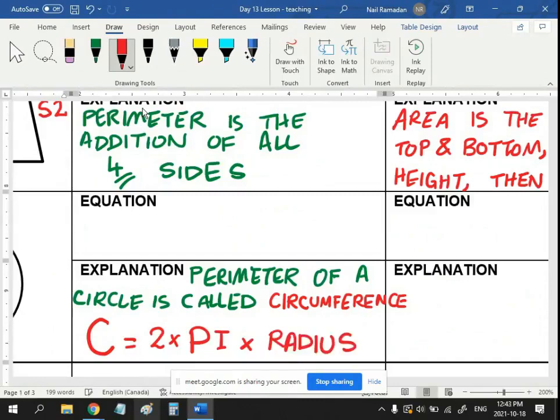Okay, so go ahead and write this down, guys. C equals 2 times pi times radius. What's pi? Pi is a special number, 3.14. Whenever you deal with circles, you always have to include a number called pi, and the value for it is 3.14. So what's the equation? The equation is just C equals 2 times 3.14 times the radius.